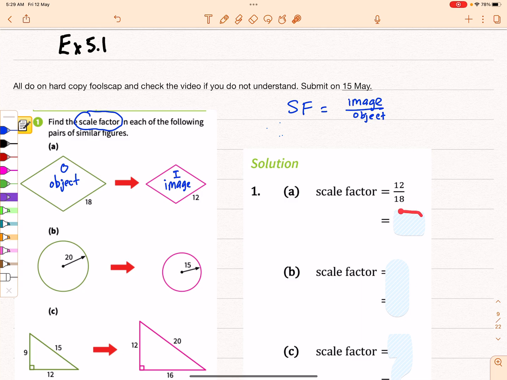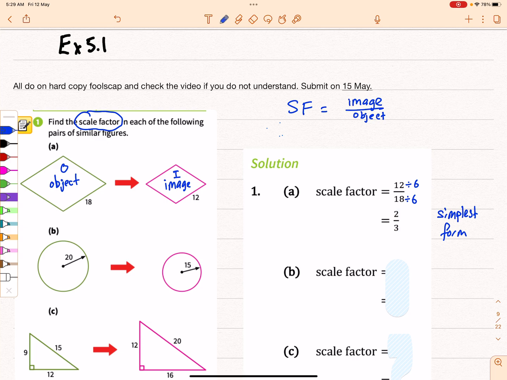Then you must be wondering, how come there is another arrow equal sign? So always remember to express in the simplest form. What does that mean? It means that I can further divide this by 6, divide this by 6, and therefore the answer is just 2/3. Okay, so let's go to the next one.